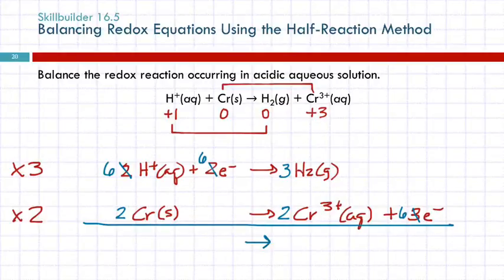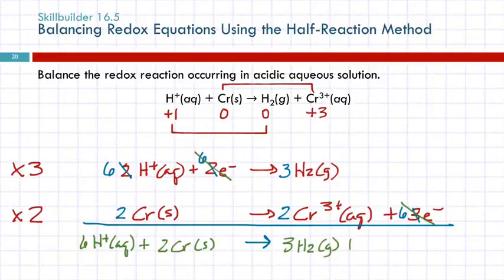So there's my arrow. I've got 6 electrons here and 6 here. So those cancel out. Let's maybe make this green. So 6 electrons and 6 electrons, they don't show up in the final equation. Kind of like spectator ions. They got just moved from one to the other. And I'm just going to copy down what's left. So I've got 6H+ aqueous plus 2 Cr solid. And then over here I've got 3H2 gas and 2 Cr3+ aqueous.